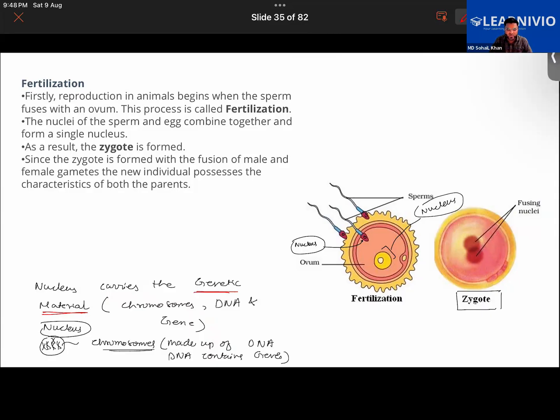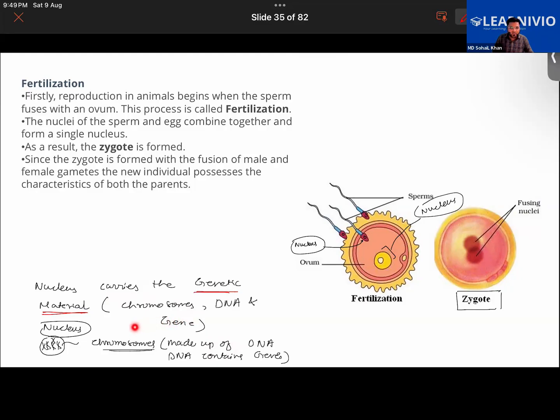If there's any confusion, raise your hand. The nucleus has chromosomes in it. Chromosomes are made up of DNA and DNA has genes in it. These are some new terms, but you need to get familiar with them.